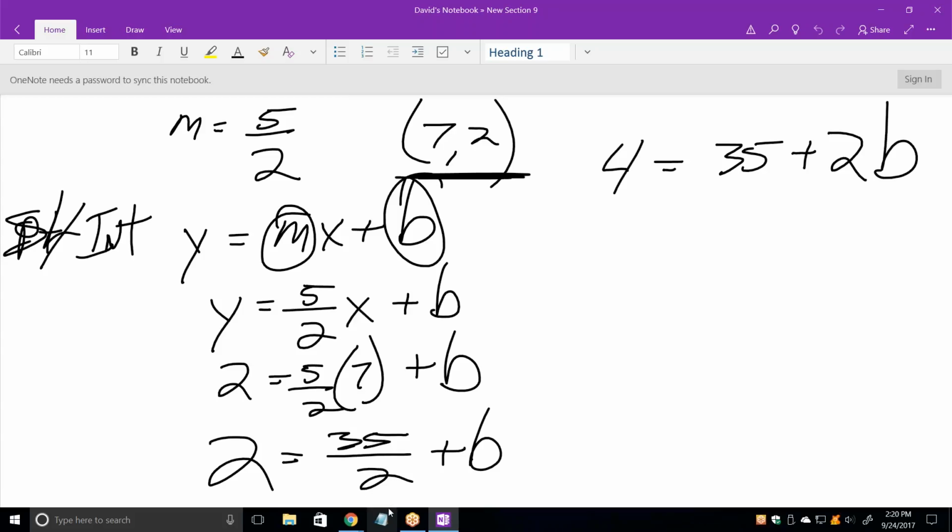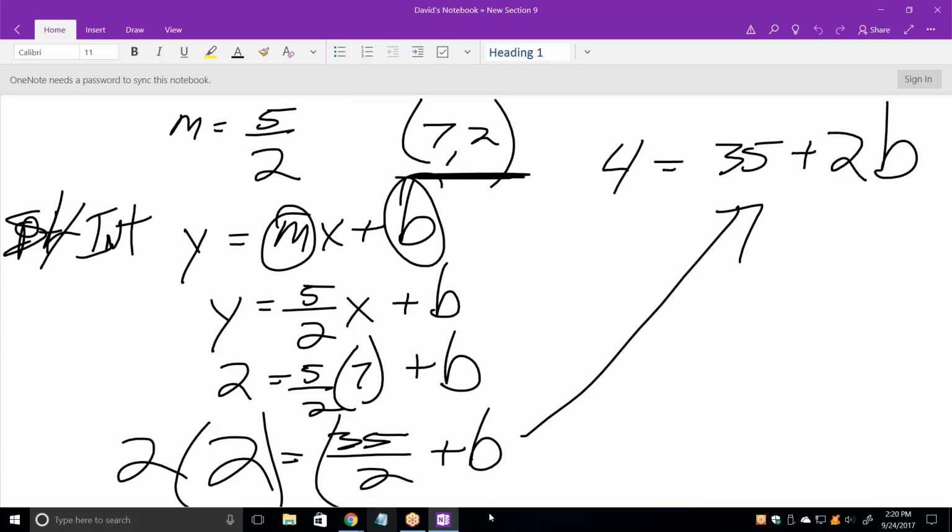You see how I got from that to that? See why I did it? It's because it simplifies it. When you can get rid of denominators, you don't have fractions anymore. How did the 4 become a... Wait, never mind. I multiplied both sides by 2. And when I multiply both sides by 2, I have to multiply every term on each side by 2. So that becomes a 4. This becomes 35, and this becomes 2b.